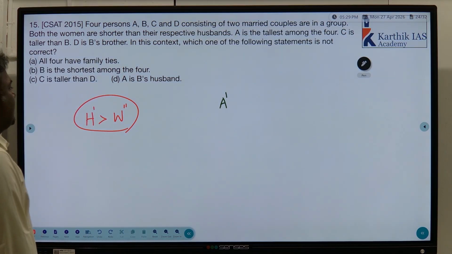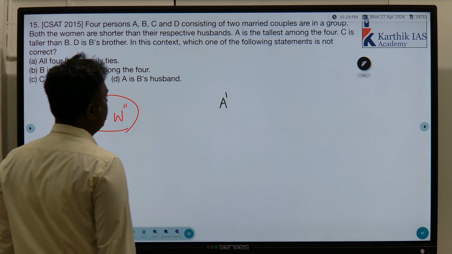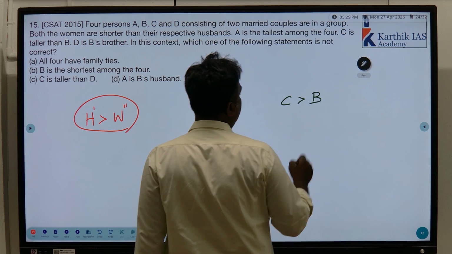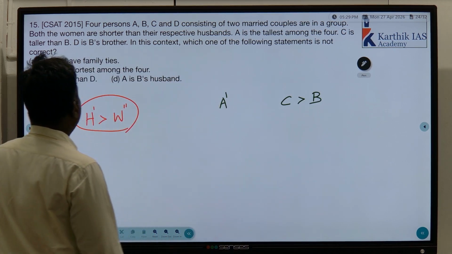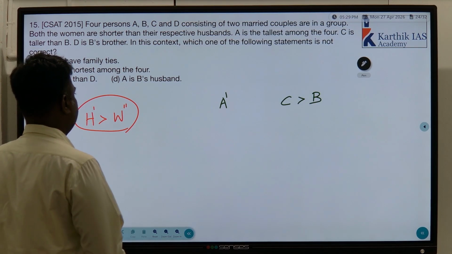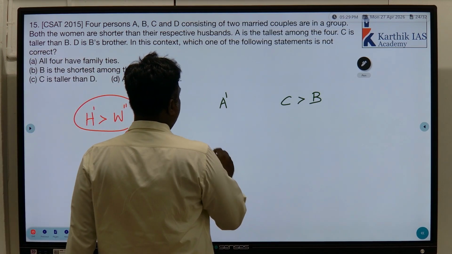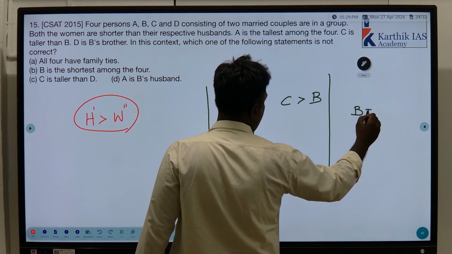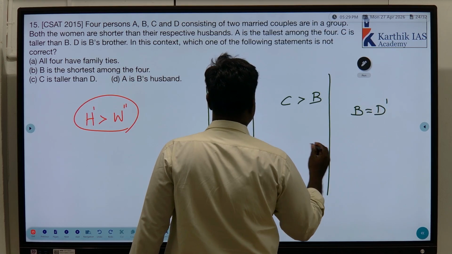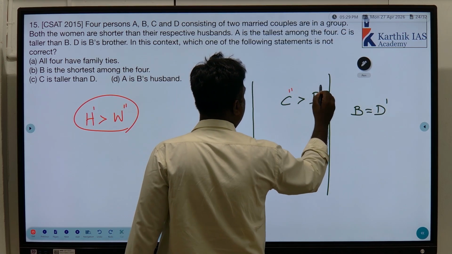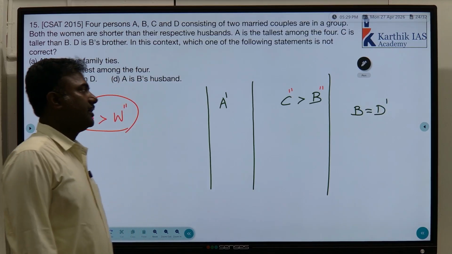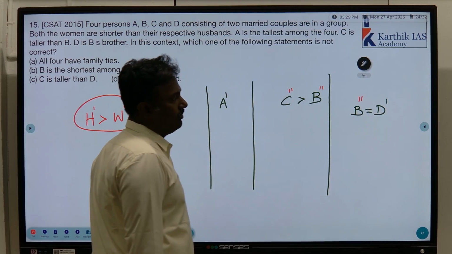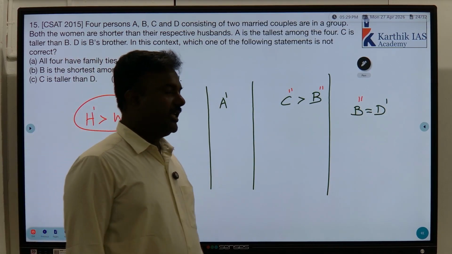Understand? C is taller than B. That is fine. Okay, then D is B's brother. So D is also a male. So obviously B and C are female. Understand? So see here, B and D are siblings. So D is a brother they mentioned.